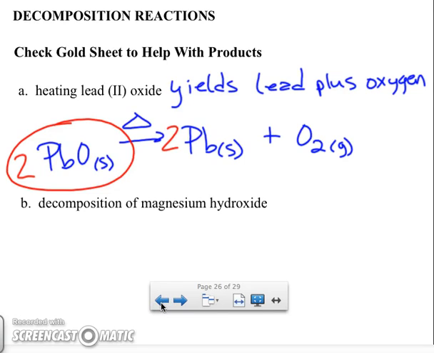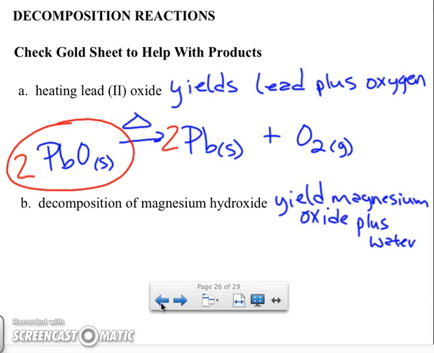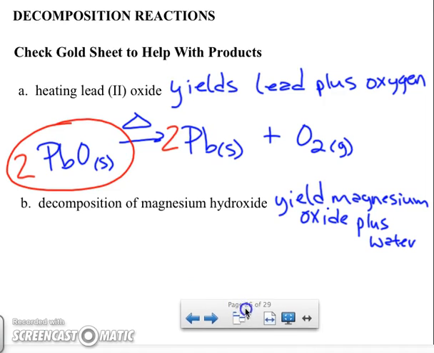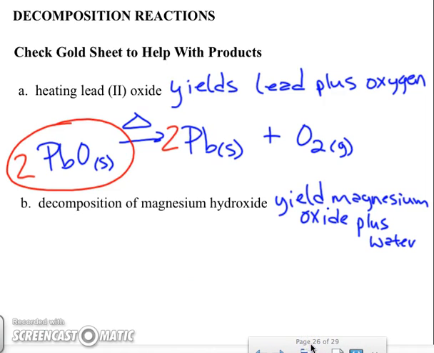Decomposition of magnesium hydroxide would yield a metallic oxide, magnesium oxide, plus water. Let's write out and balance the equation. Magnesium hydroxide, we need to balance our charges. 2 plus, 1 minus, you need parentheses.